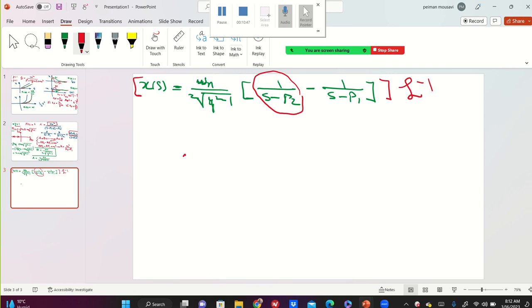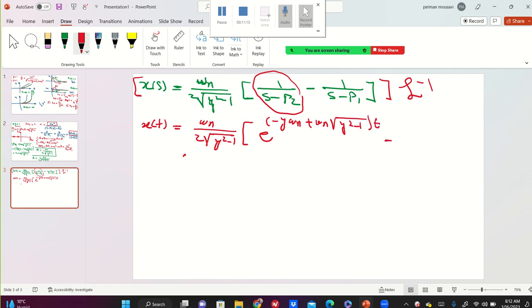Okay. So x of t for the overdamped system is going to be omega n over 2 zeta square root of zeta squared minus 1, and here you get e to the p2, minus zeta omega n plus omega n square root of zeta squared minus 1, in t, minus e to the p1, zeta omega n minus omega n square root of zeta squared minus 1, in t, obviously.